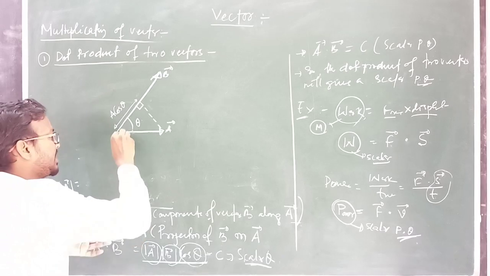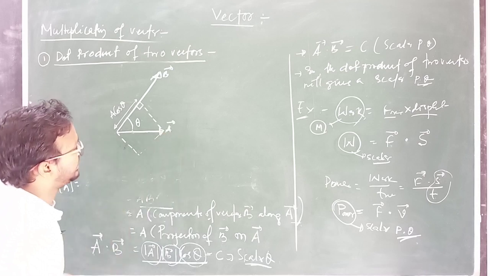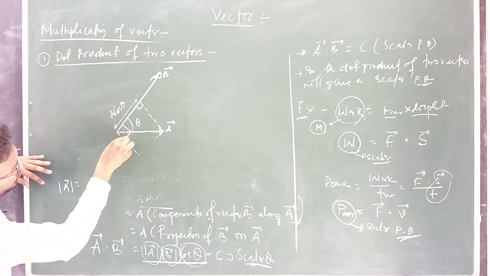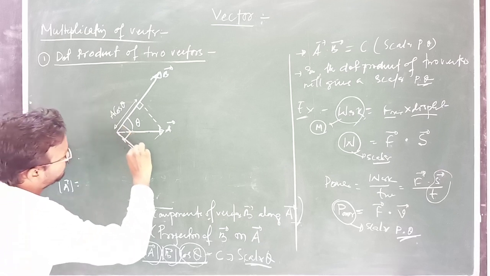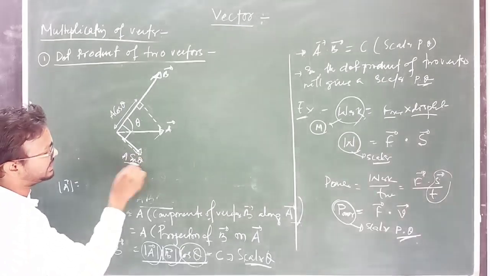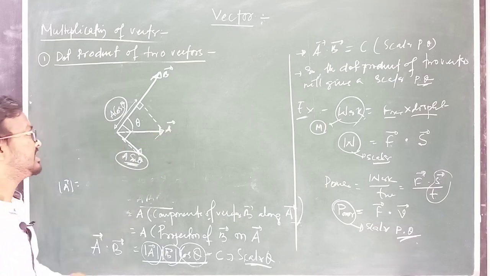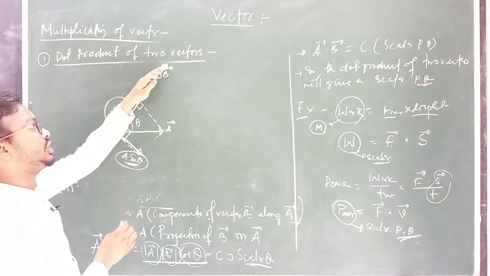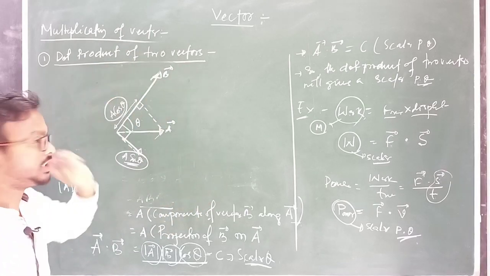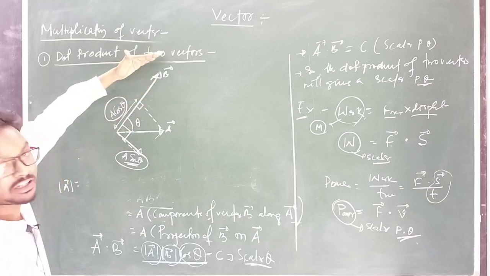Now draw a rectangle here like this, and if this is A cos theta, then its perpendicular component will be in this direction, and it will be A sin theta. These are the rectangular components of vector A. But A cos theta is along the direction of B. But we have to choose here in dot product of two vectors the component of vector A along the vector, means the same line of action, at that time.